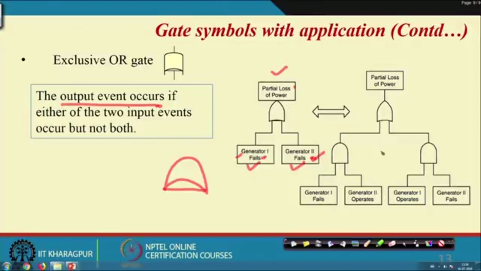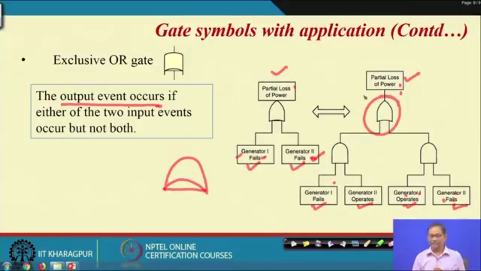It is equivalent to an OR gate, you see. Partial loss of power is possible when generator 1 fails and generator 2 operates, or generator 1 operates and generator 2 fails. If this condition occurs, partial loss of power will be there, or if this condition occurs, partial loss of power will be there. As a result, you are putting the OR gate.